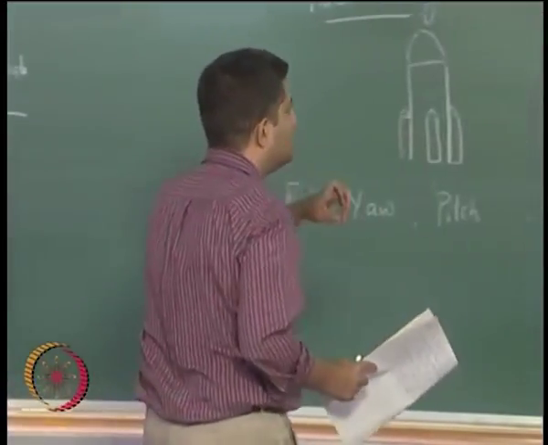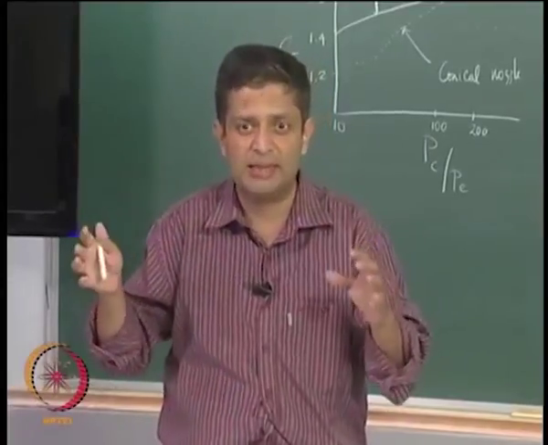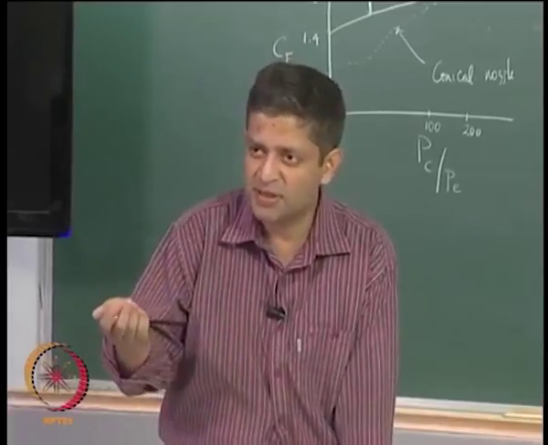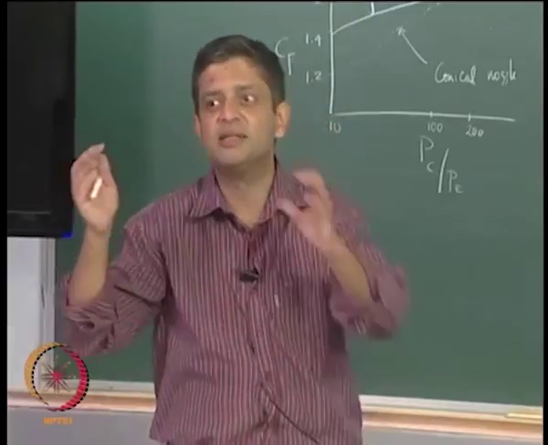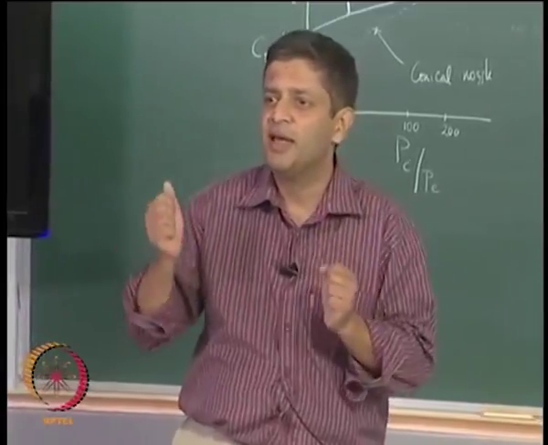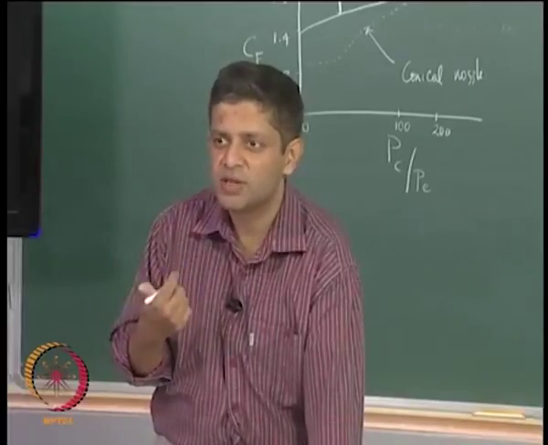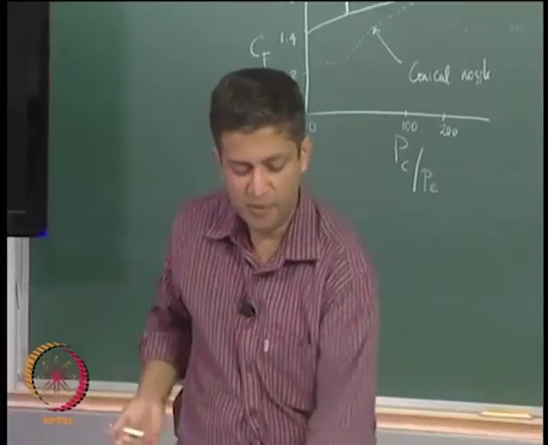Now firstly, gimballing the thrust chamber or the nozzle. If you look at a liquid engine, typically the propellants are not stored in the engine or in the chamber where it produces thrust, that is where the fuel and oxidizer mix and burn. So it is stored in a separate chamber, so the engine itself will be very small. So you can look at moving the engine in two different planes to get the control force that you require. Okay, that is possible in a liquid engine.